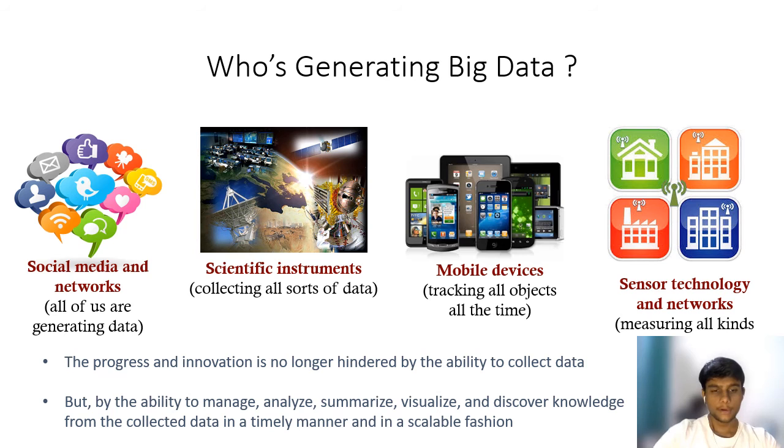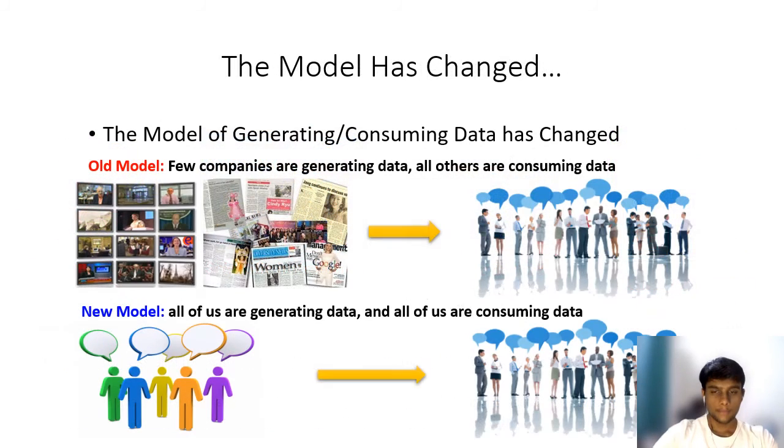So who is generating big data? Everyone is generating big data. Any random data, any random event triggered generates data, and in turn it becomes part of big data. The model of generating or consuming data has changed. Earlier, few companies were generating data and all others were consuming data. In the current scenario, all of us are generating data and all of us are consuming the data.